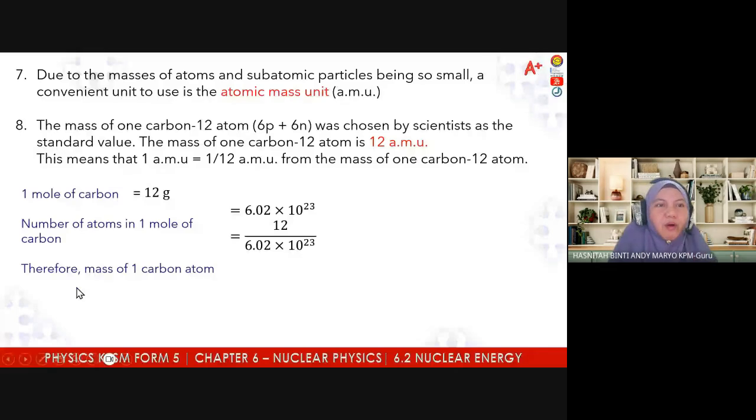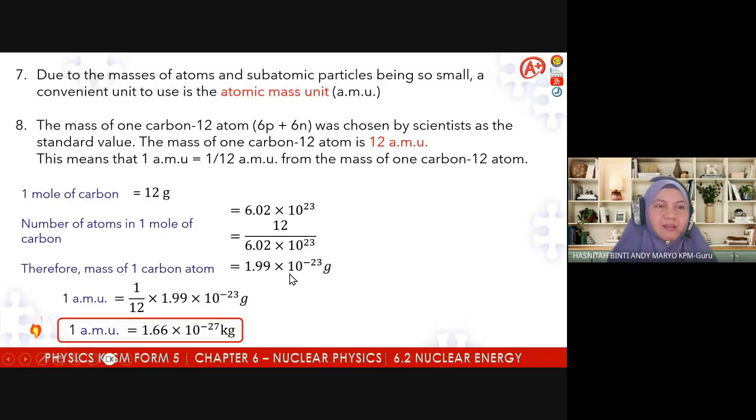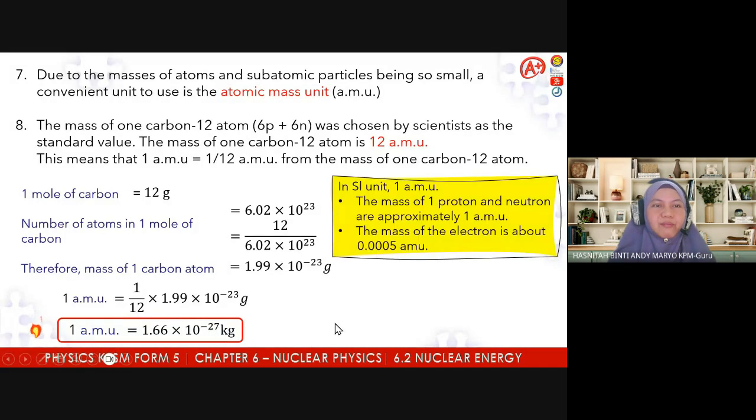So therefore, for one carbon atom, what is its mass? The mass is 1.99 times 10 negative 23 gram. So this is just for your understanding. By this, we understand one atomic mass unit equals 1.66 times 10 negative 27 kg. So this is the equivalent: 1 AMU equals 1.66 times 10 negative 27 kg.